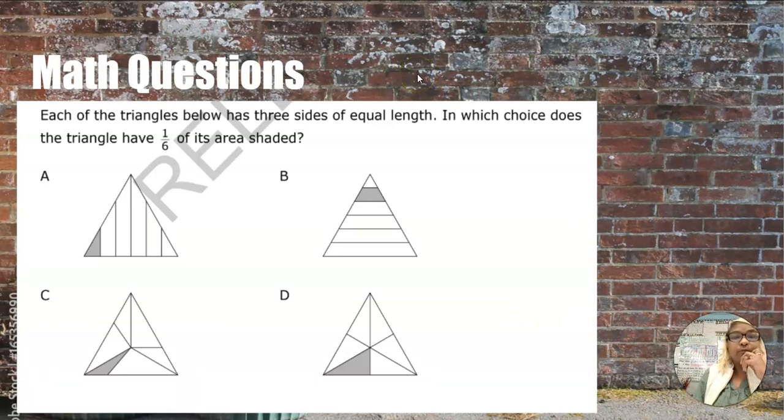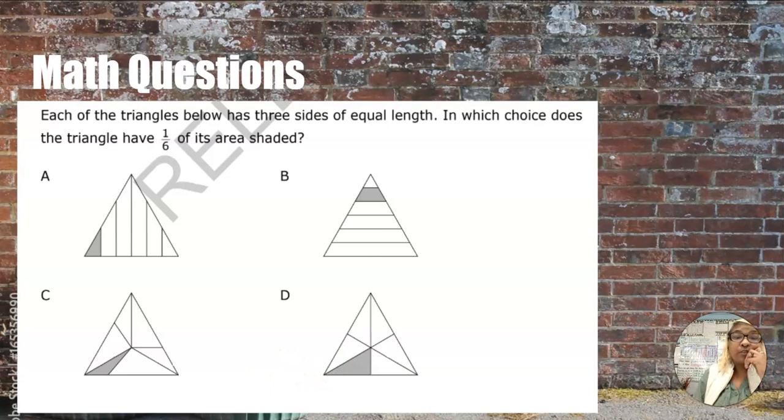All right, here is another one with models because we are seeing lots and lots more models on our EOG test. Each of the triangles below has 3 sides of equal length. In which choice does a triangle have 1/6 of its area shaded? Right off the bat, we can see that every single one of these triangles is split into 6 pieces, and each of them has one area shaded.